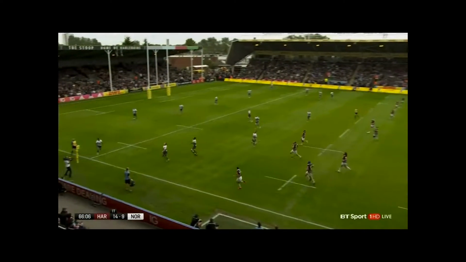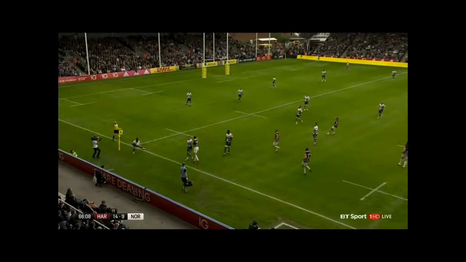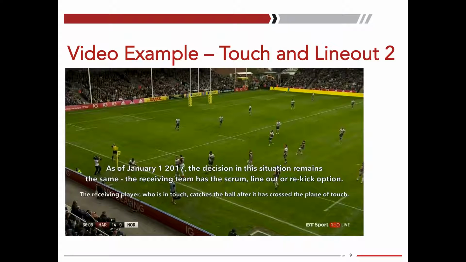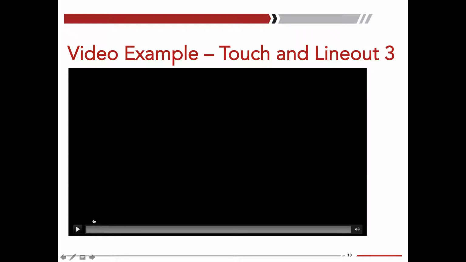So we'll see here, off the kickoff, the player retrieving the ball catches the ball after it had crossed the plane of touch. Therefore, the team that kicked it out is the one who kicked it into touch. So the option here is for a scrum, line out, or re-kick to the white team. Okay, and we'll take a look at another example here.